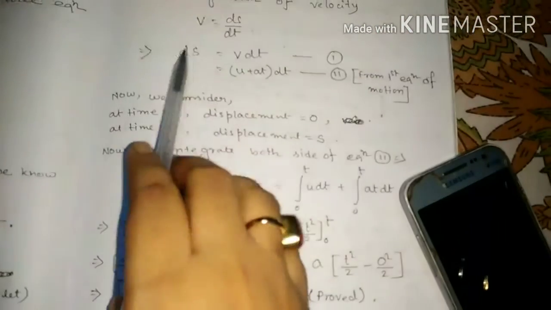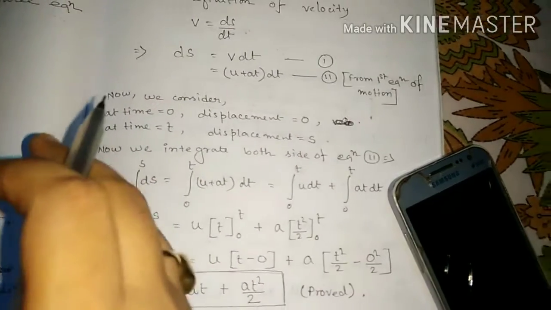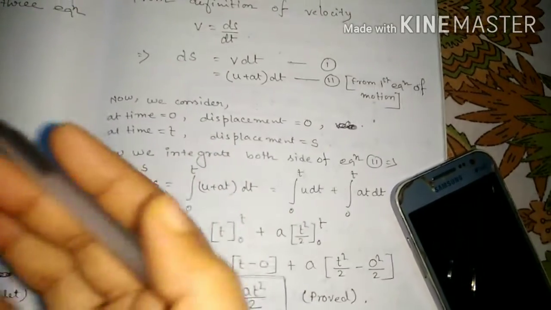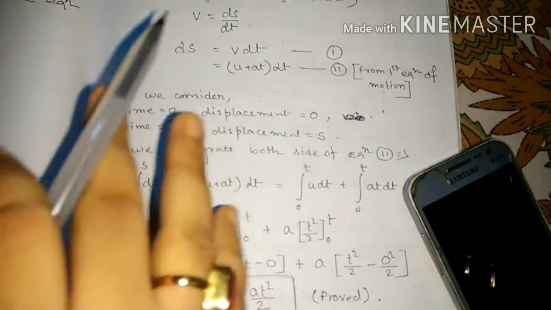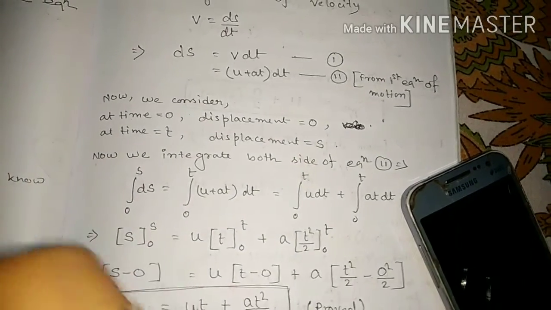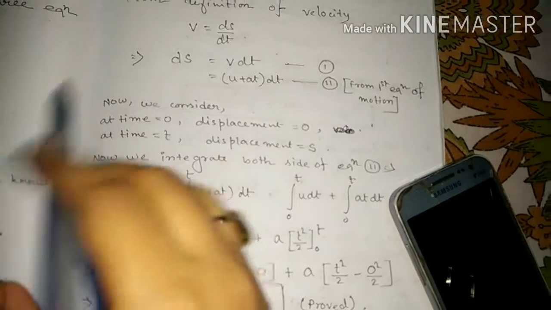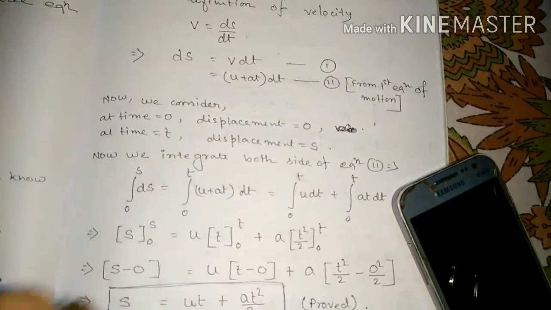Okay. Now here you see that the variables are two, one is ds, another one is dt. So whatever the consideration we consider, that is all related to ds and dt. So what we consider? At time t equals 0 second, no displacement is there. That means s equals 0. After some time t, its displacement is s. So here we take 0 to s, and here we take the time limit 0 to t.